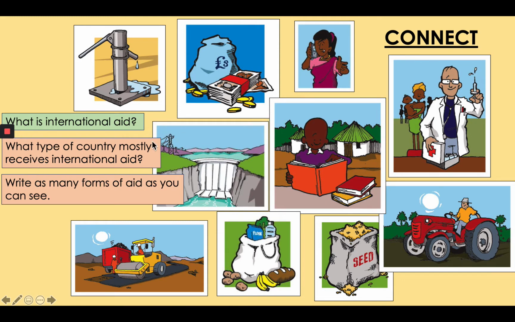What type of country do you think mostly receives international aid? Well, you should have put less developed countries, LICs or even NEEs. Perhaps it's after a disaster or a lack of water. Perhaps it's for a road. Write as many forms of aid as you can see. Well, I'm just going to go through these and you tick off which ones you have.